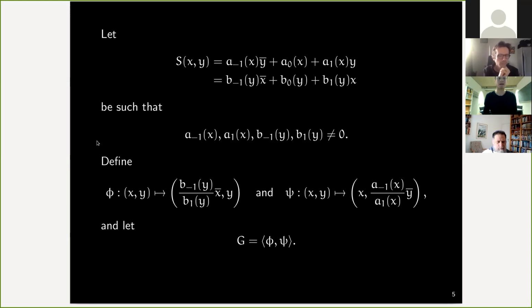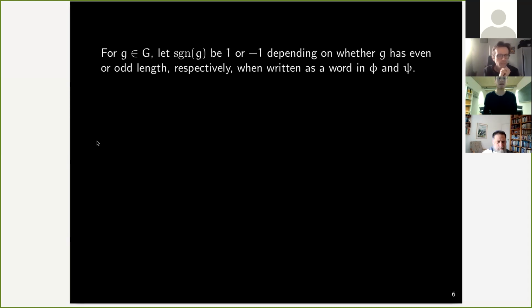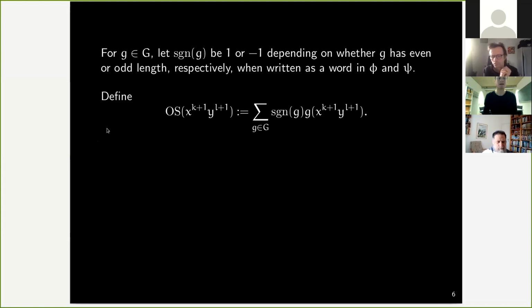To define the second quantity, I have to explain what the sign of an element of this group is. It's either 1 or -1, and it's 1 if you can write the element as a word in the generators of even length, and it's -1 otherwise. And the second quantity is now the so-called orbit sum of the equation. It's the sum of the sign of g times the result of the action of g upon this monomial x to the k plus 1, y to the l plus 1, where (k, l) was the starting point of the lattice walks we are studying.